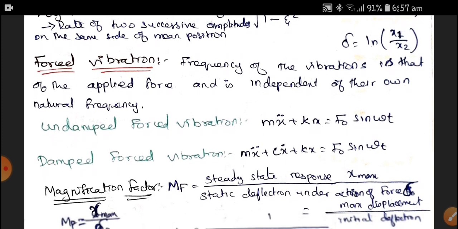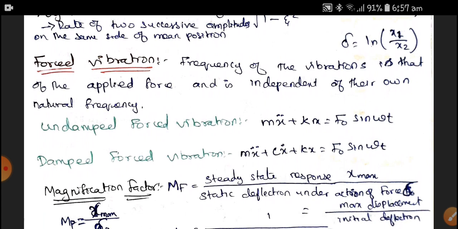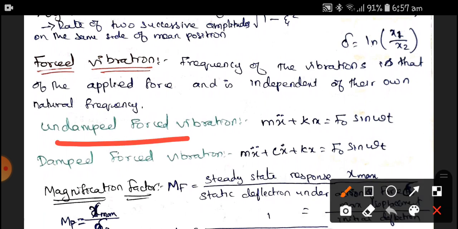Next, the forced vibration. The difference between free and forced vibration is that an external force is applied and creates the vibration. The frequency of vibration is that of the applied force and is independent of the body's own natural frequency. Due to the applied force, the vibrating body will not vibrate at its own natural frequency, so that is called forced vibration. Here also we have two kinds, undamped and damped.